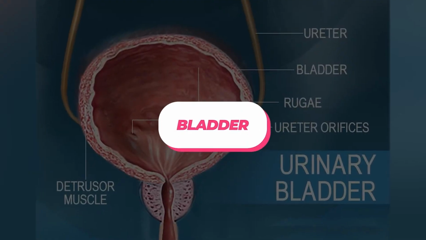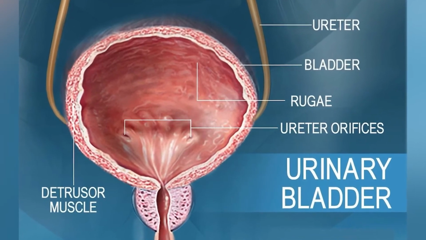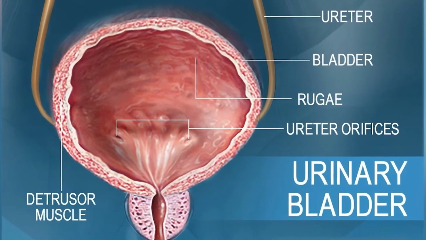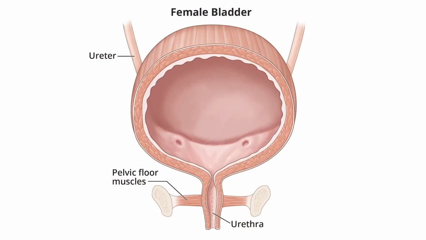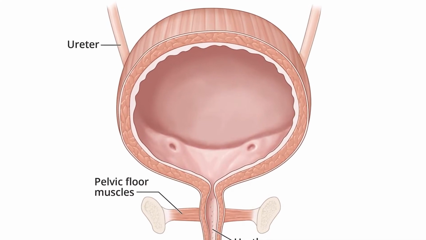Bladder. The bladder is a muscular sac located in the lower abdomen that stores urine until it is eliminated from the body. The walls of the bladder are composed of smooth muscle, which allows the bladder to expand as it fills with urine. The bladder also has a muscle called the urinary sphincter, which controls the release of urine.